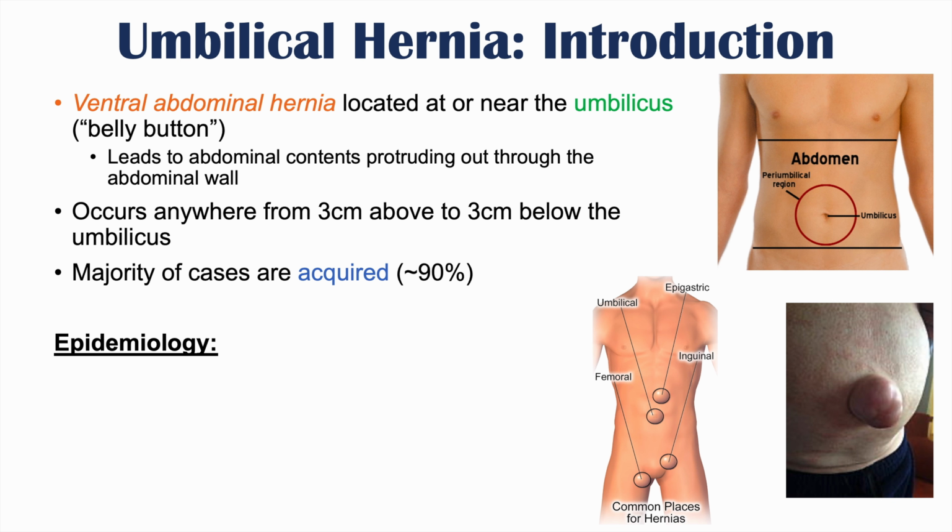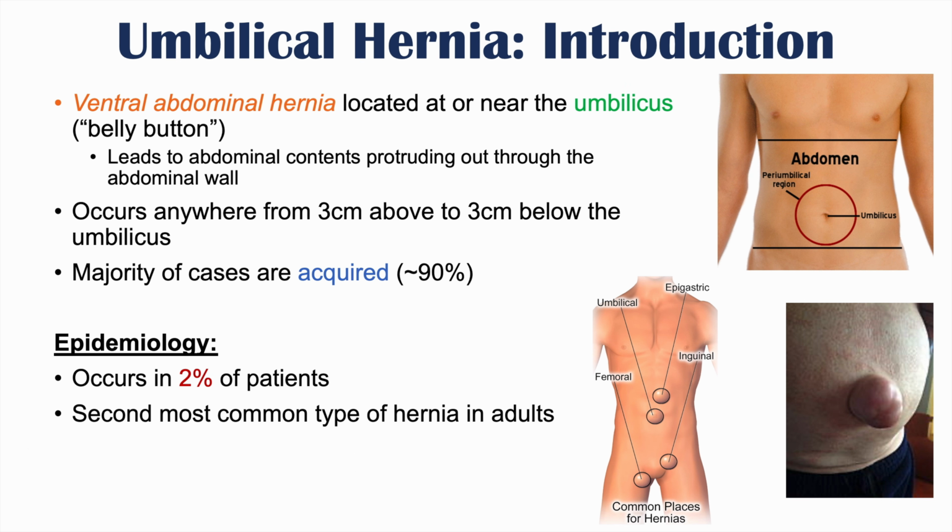The epidemiology of umbilical hernia is as follows. They occur in 2% of patients, and umbilical hernias are actually the second most common type of hernia in adults. Females outnumber males with this condition around 3 to 1, so 3 females to every 1 male. We're going to talk about why that is in the next slide.